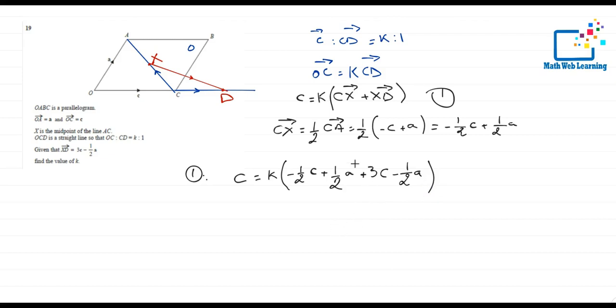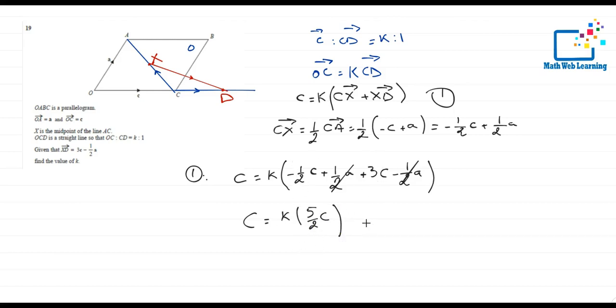Right? So let's simplify, if we can, the expression inside the bracket. I can clearly see half a minus half a, so that's good. These two will disappear, and I've got 3c minus half c. You need to do that. Basically, do the numbers: 3 minus half gives 5 over 2. So basically, let's recap. We've got k times the bracket, 5 over 2 c. That's these two added together.